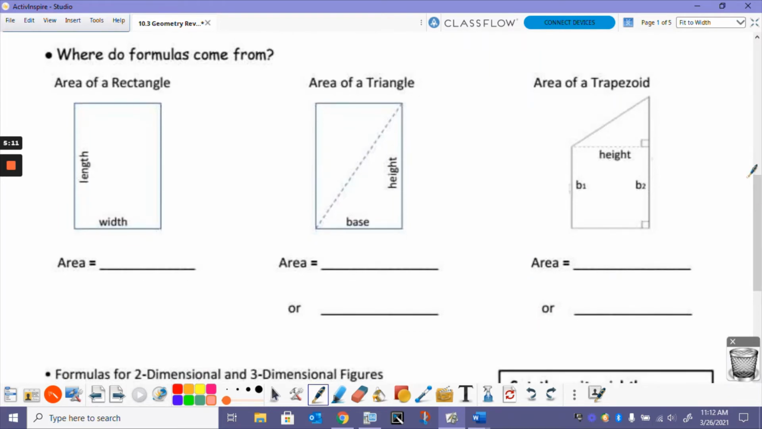So the next part of the notes asks, where do formulas come from? Okay, so let's figure that out. So for the area of a rectangle, we just discussed this one. We have length times width. So area equals length times width.